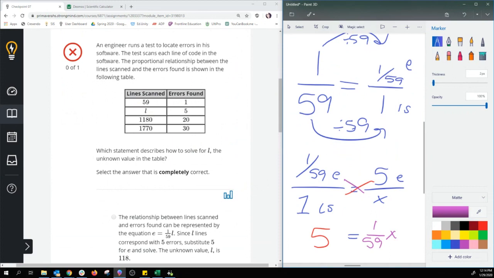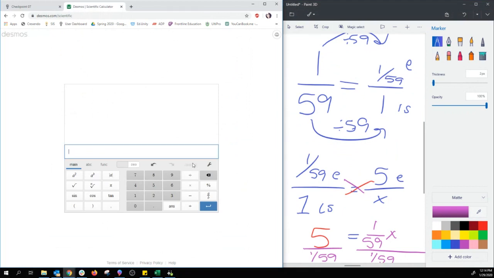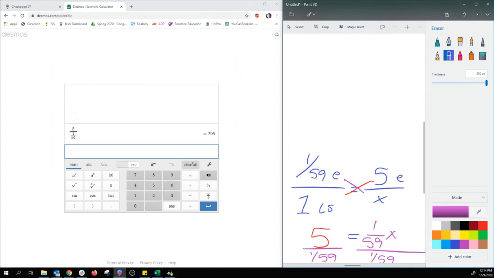All right, from here, all we have to do is get x by itself. So the opposite of multiplying by 1 over 59 is going to be dividing by 1 over 59. So we're going to divide both sides by 1 over 59. So let's type that in here. 5 divided by 1 over 59 gives me 295. So I'm going to erase this part up here.